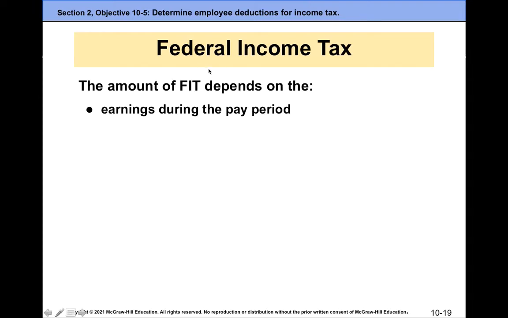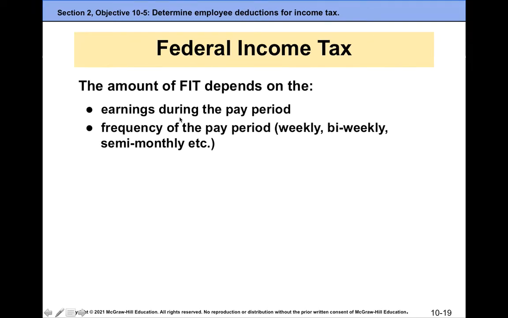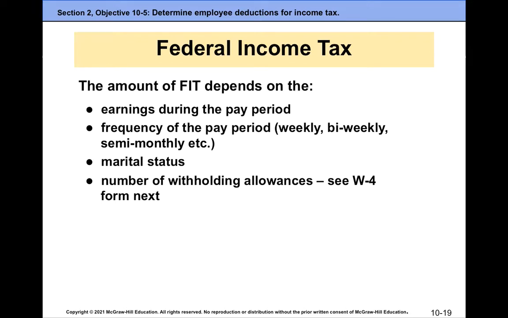So the amount of federal income tax that we all pay depends on how much we make, gross pay, and on pay period. Is it weekly, bi-weekly, semi-monthly? The examples in your book are just for weekly payroll, every week. Marital status, so you have two tables. You have one table in your textbook for singles and another table for married employees. And number of allowances. These are your dependents, right?